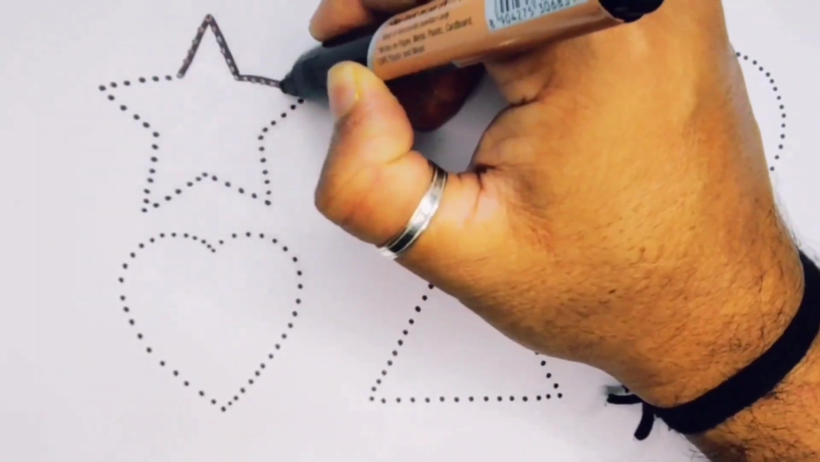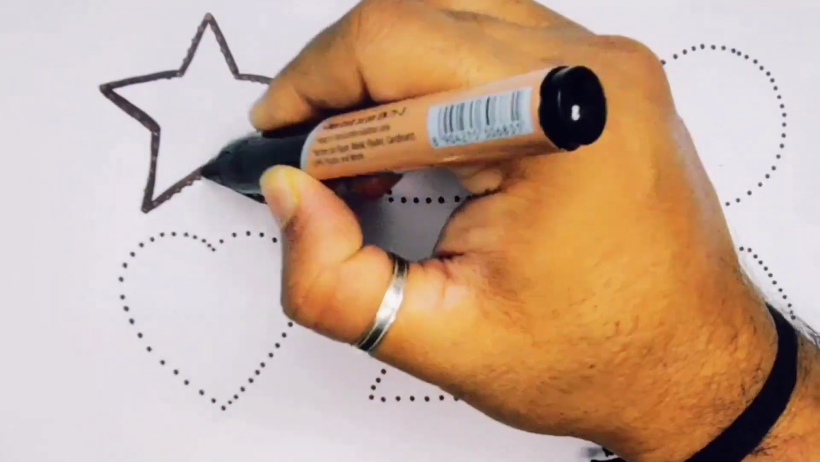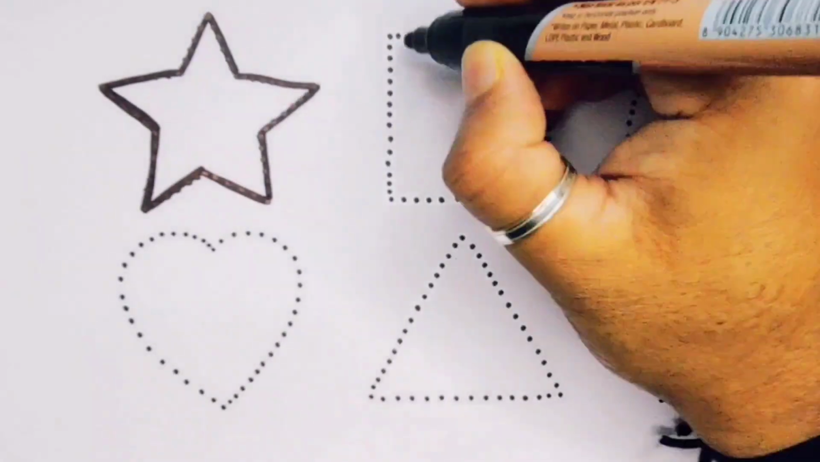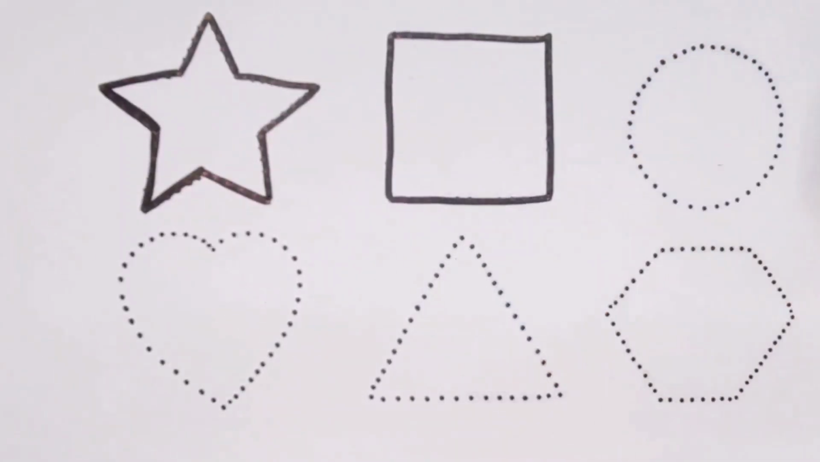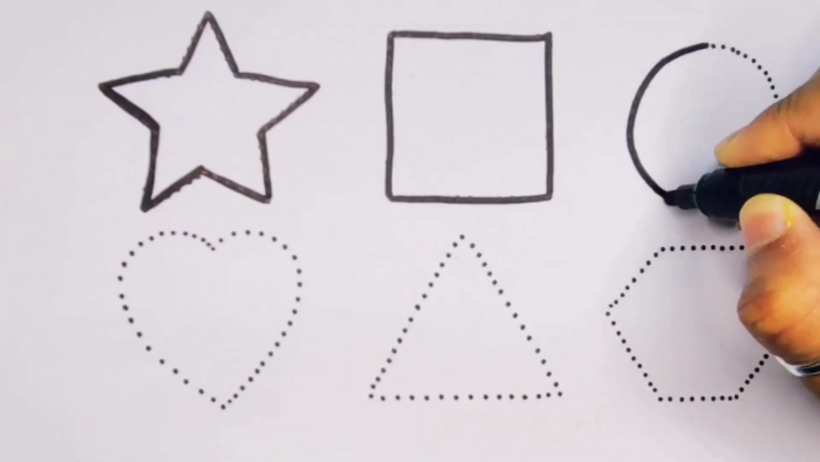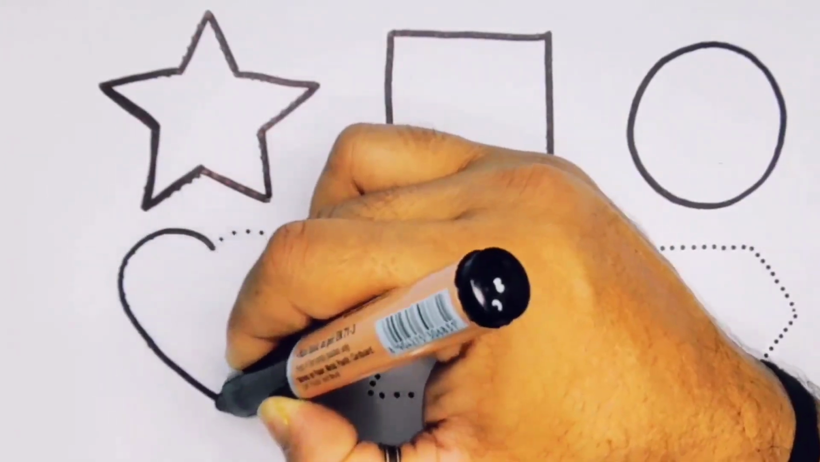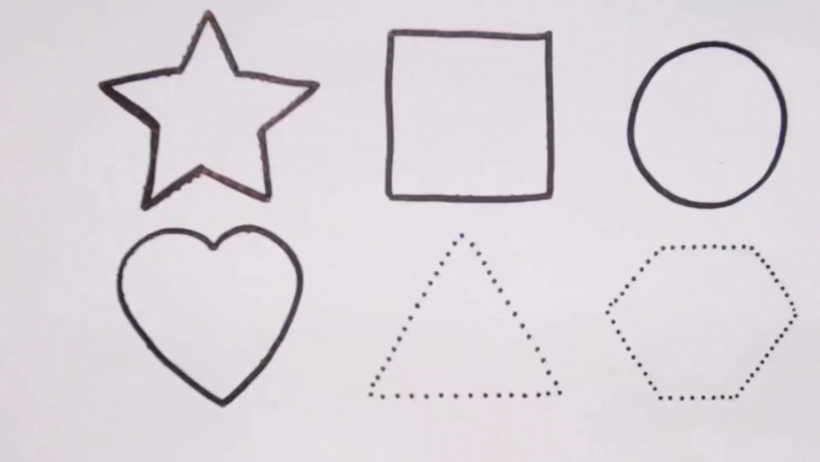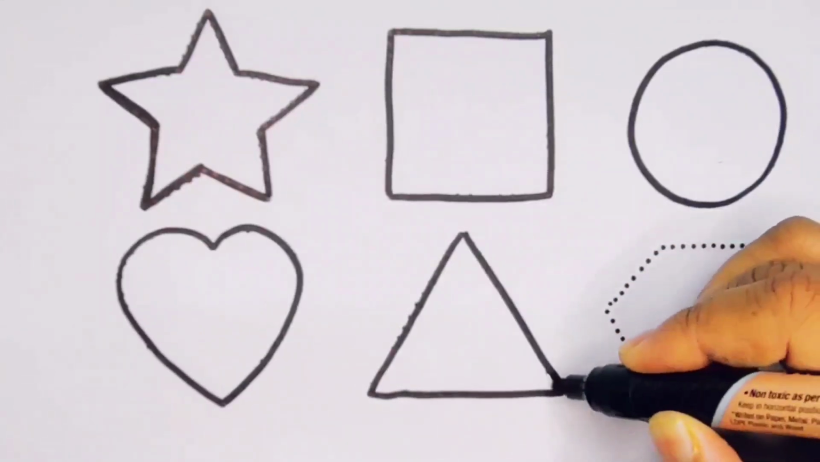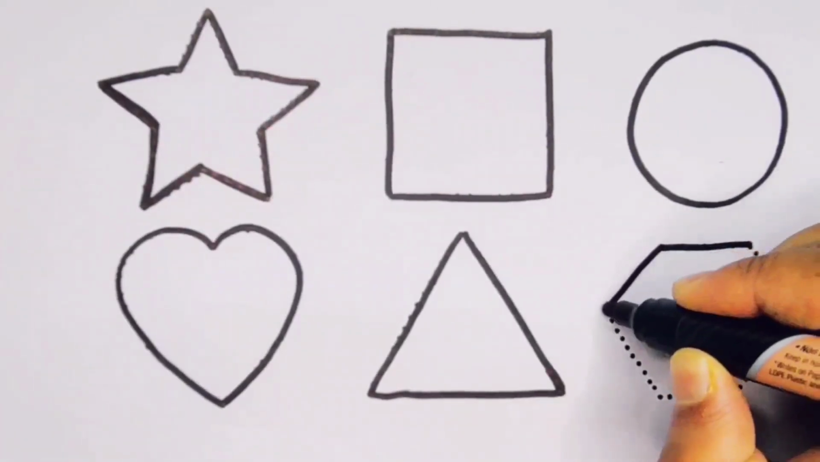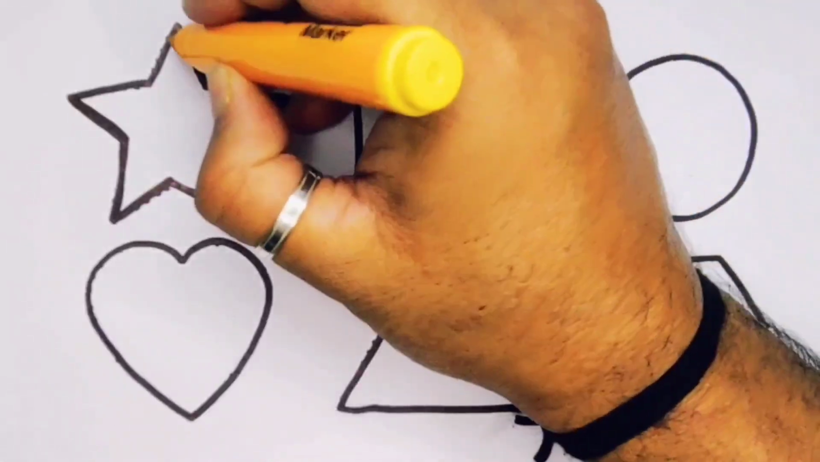Star. Next, square. Now, circle. Now, heart. Next, triangle. Next, hexagon. Now you're going to put the colors.